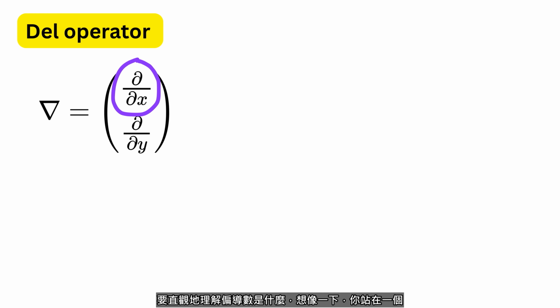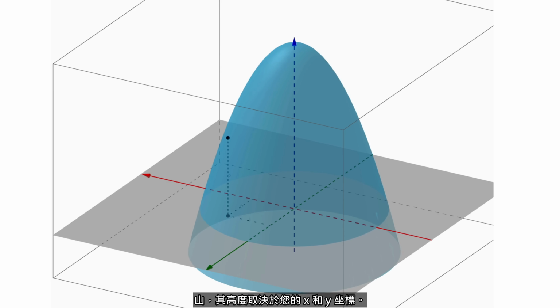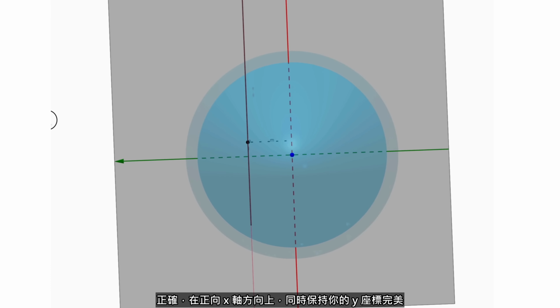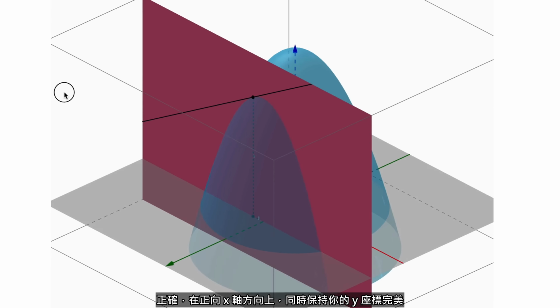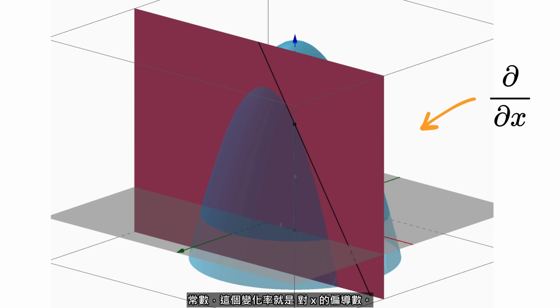To understand what a partial derivative is intuitively, imagine you are standing on a hill where the height depends on both your x and y coordinates. Now, if you want to know how the slope of this hill changes as you walk strictly to the right, in the positive x direction, while keeping your y position perfectly constant, that rate of change is the partial derivative with respect to x.